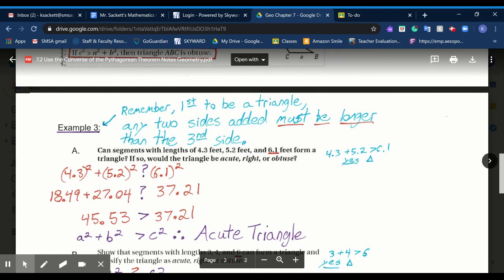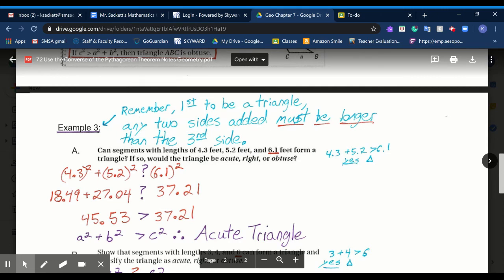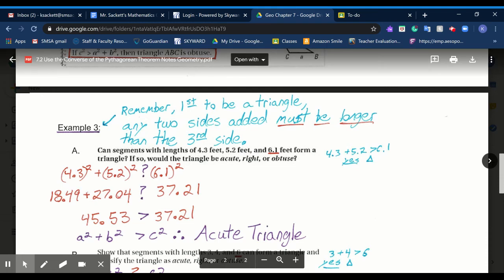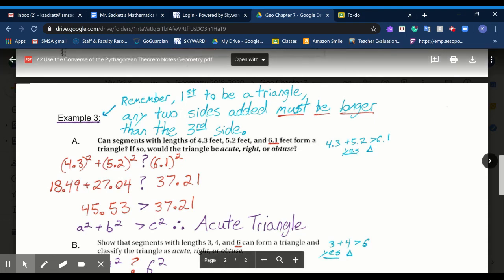So can the segments 4.3, 5.2, and 6.1 form a triangle? Yes. Then part two, if so, would it be acute, right, or obtuse? So we know our longest side, 6.1, is c. So a squared plus b squared, checking if it equals c squared. Then this is where you'd use a calculator. 4.3 squared is 18.49, 5.2 squared is 27.04, add those two together, and we have 45.53. On the right, 6.1 squared is 37.21. So a squared plus b squared in this case is greater than c squared, which would mean we have an acute triangle because c squared is less than a squared plus b squared.